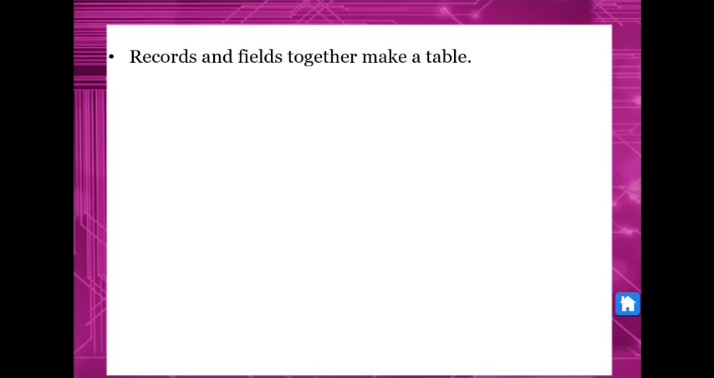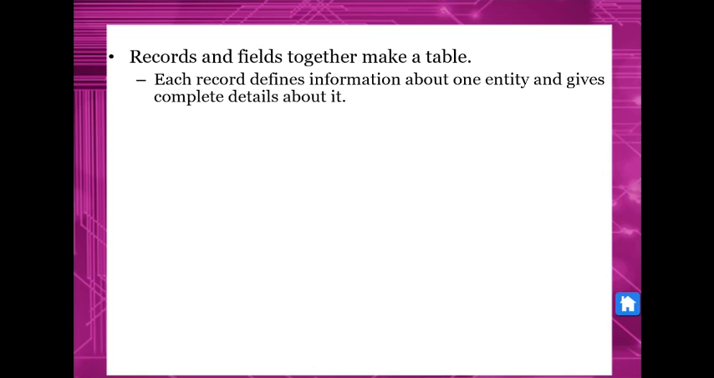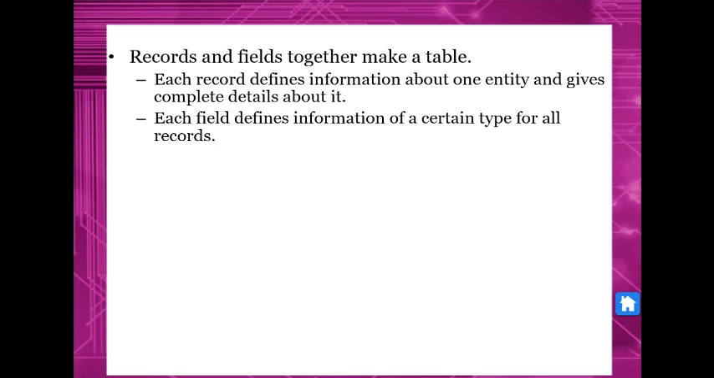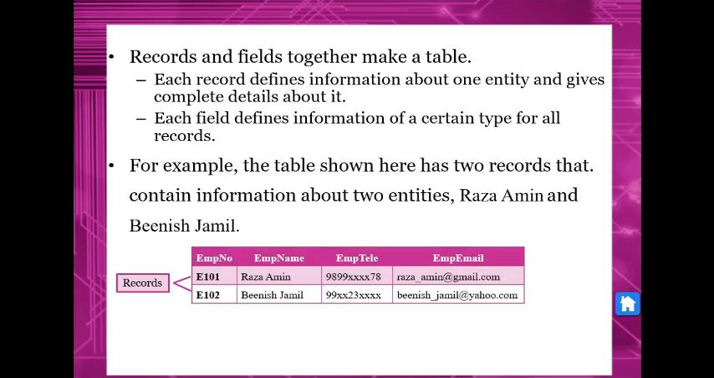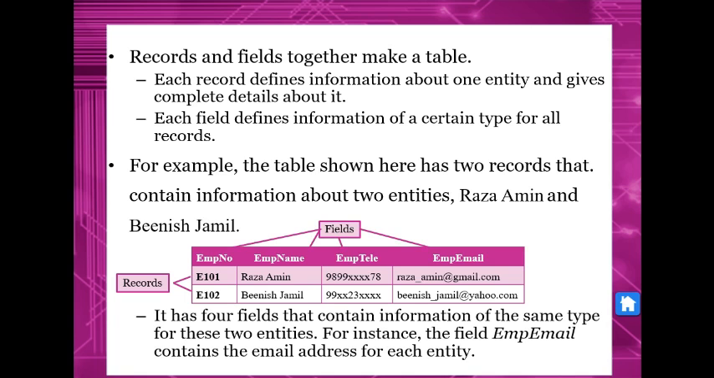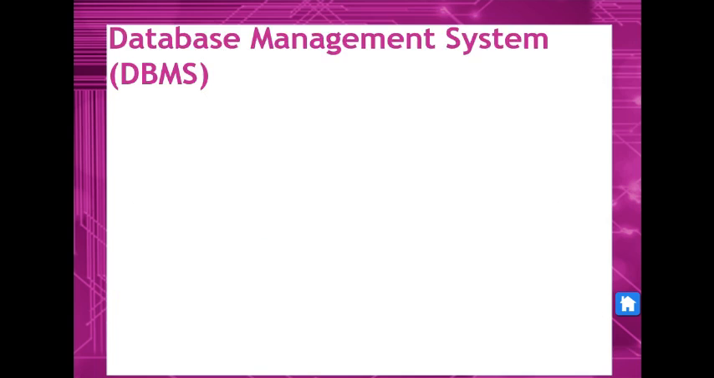Records and fields together make a table. Each record defines information about one entity and gives complete details about it. Each field defines information of a certain type for all records. For example, the table shown here has 2 records that contain information about 2 entities, Raza Amir and Binish Jamil. It has 4 fields that contain information of the same type for these 2 entities. For instance, the field employee email contains the email address for each entity.